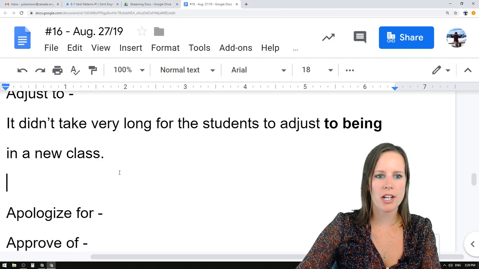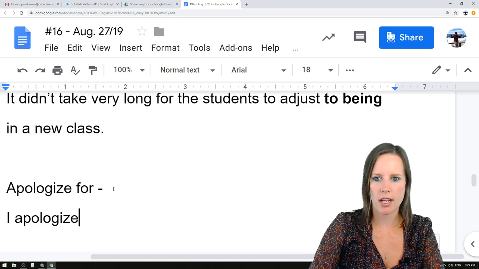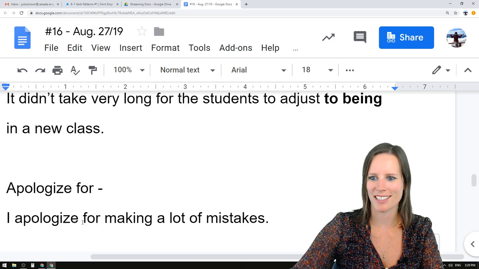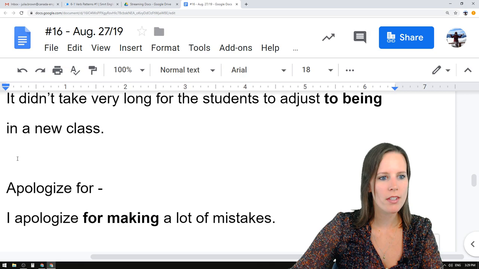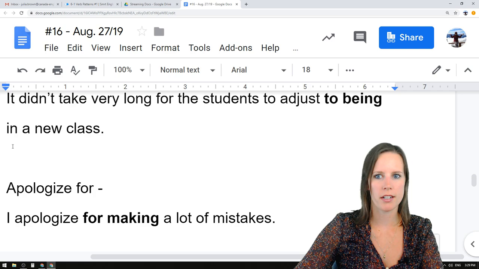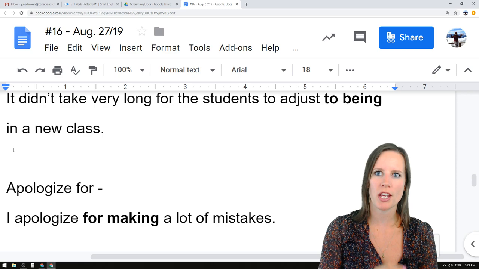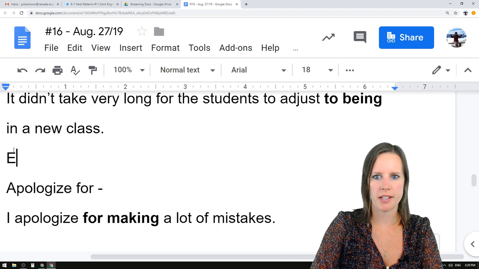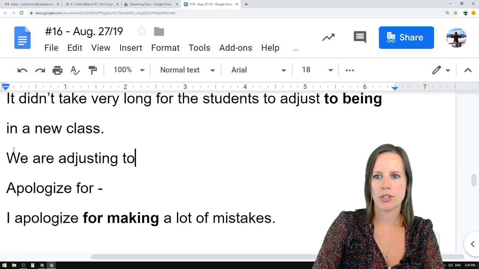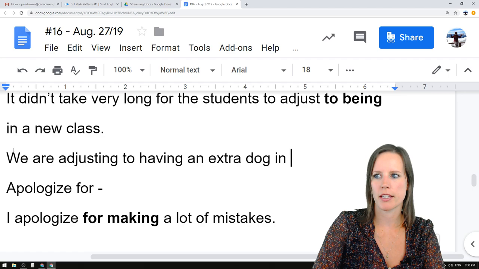Gertie, I apologize for making a lot of mistakes. Good, perfect, you have the next one. And that's totally fine. Everyone makes mistakes. Good. Amir, your sentence, I don't know if adjust to is the right expression here, because adjust to is becoming comfortable, right? So, for example, we are adjusting to having an extra dog in the house, for example.